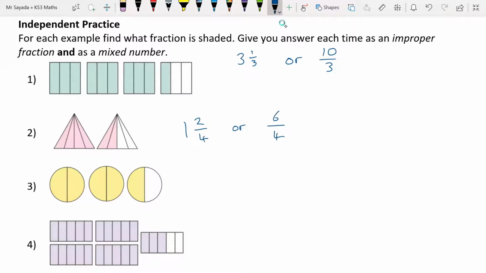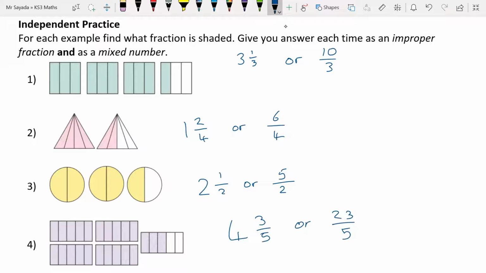For the next one, we have 2 wholes and 1 half, or 5 halves. And for the final one, we have 4 wholes and 3/5. So altogether, that is the same as 23 fifths.